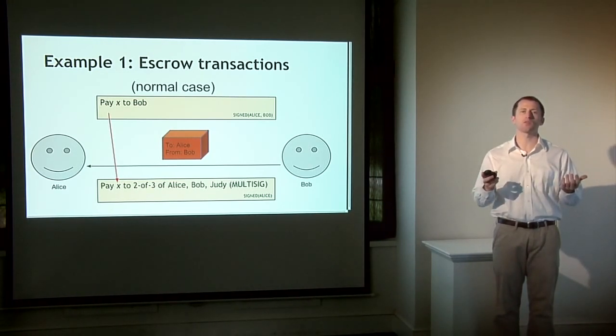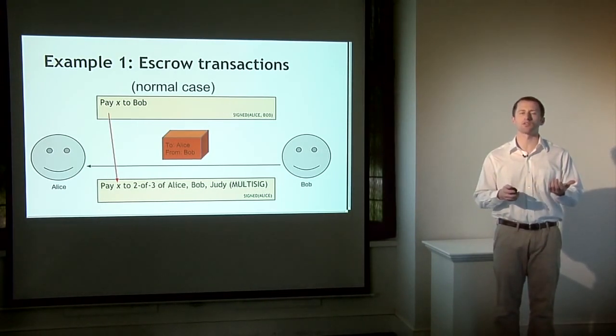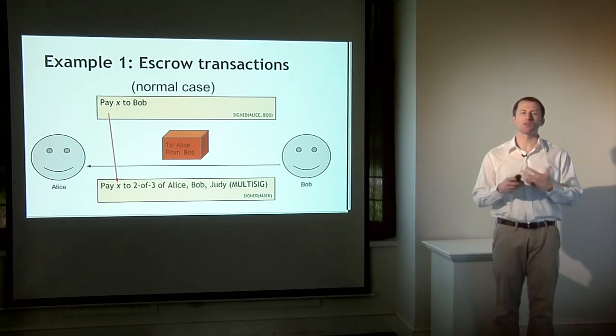There was no dispute, and so Alice and Bob were able to sign, and that represents 2 out of the 3 people required by the multi-sig transaction. So in the normal case, this isn't that much less efficient than Alice just sending Bob the money. It requires just one extra transaction on the blockchain.